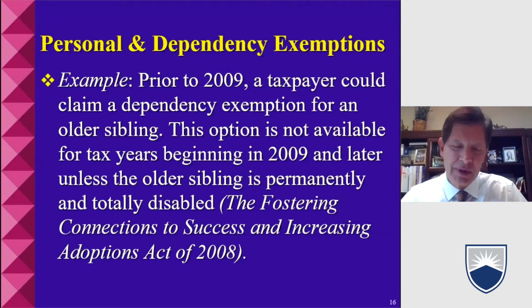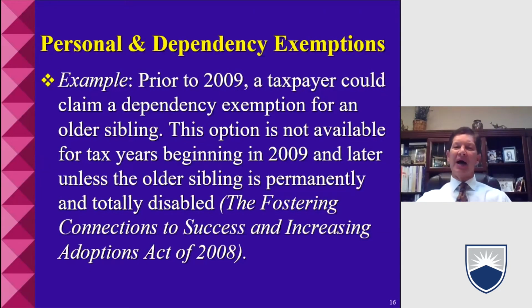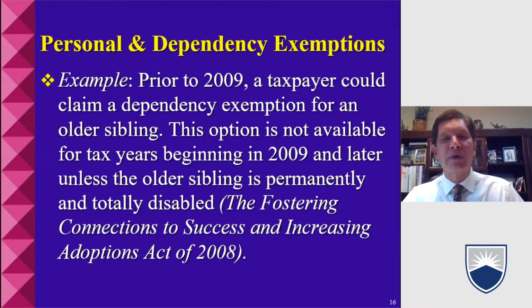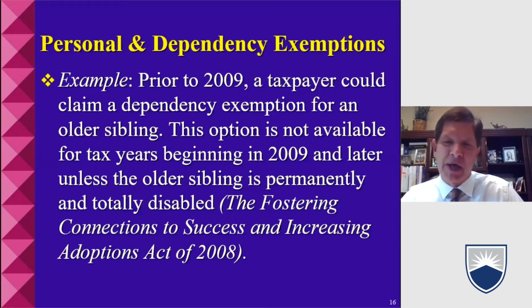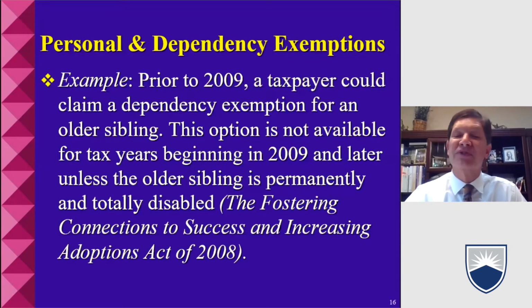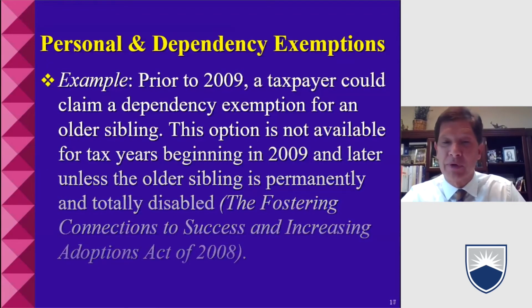Another nuance. Prior to 2009, a taxpayer could claim a dependency exemption for an older sibling. This option is not available for tax years beginning in 2009 and later, unless the older sibling is permanently and totally disabled.